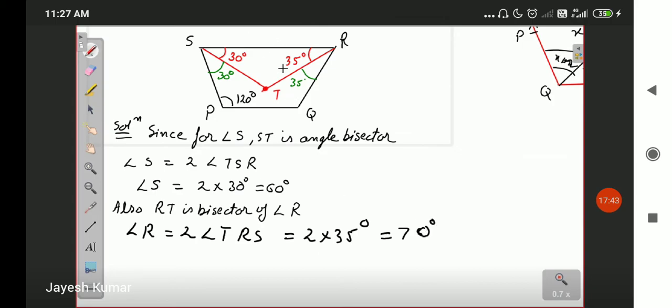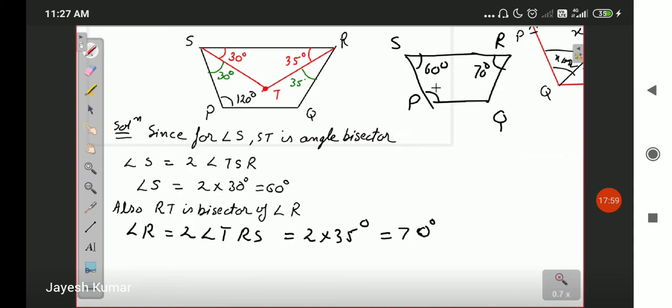Now in this quadrilateral, what is the quadrilateral? This is the quadrilateral PQRS. In this quadrilateral, we know the value of angle R, we know the value of angle S, and we know the value of angle P. Can we not determine the value of angle Q? Okay.